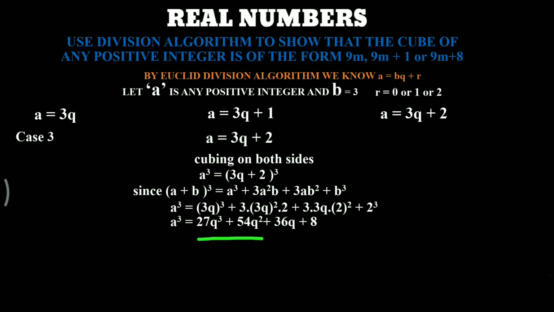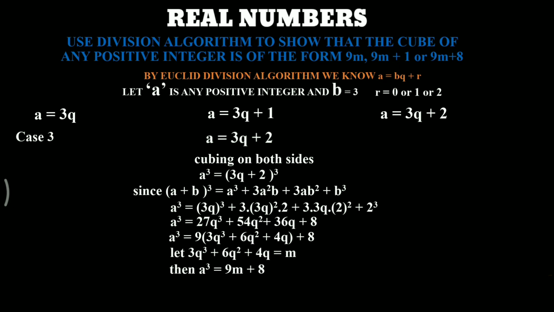If you observe the first 3 terms, all the coefficients 27, 54, 36 are multiples of 9. So I am going to take 9 common in all those terms, and in the next step I will assume that this value is equal to m. So finally I can express that in the form of 9m plus 8.